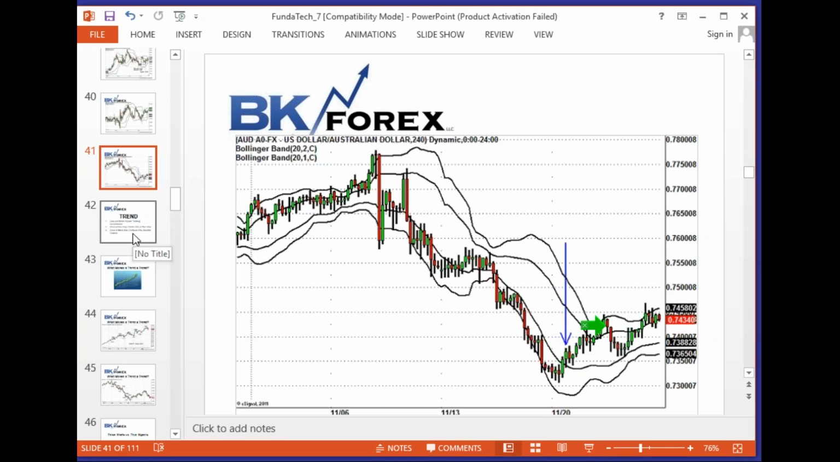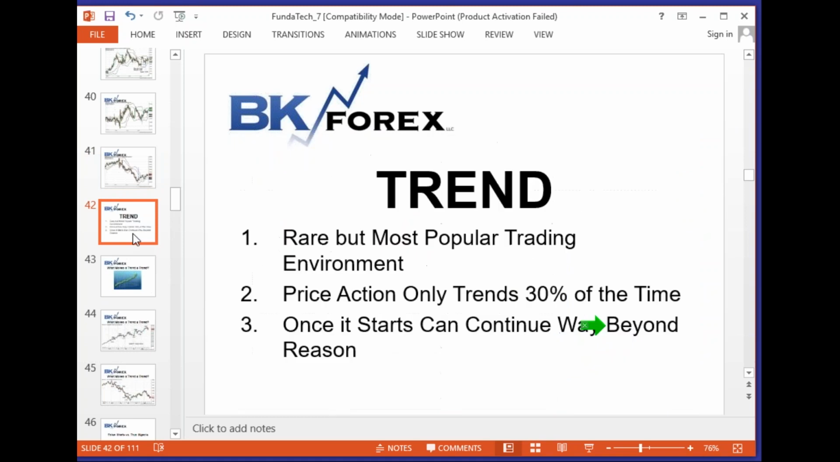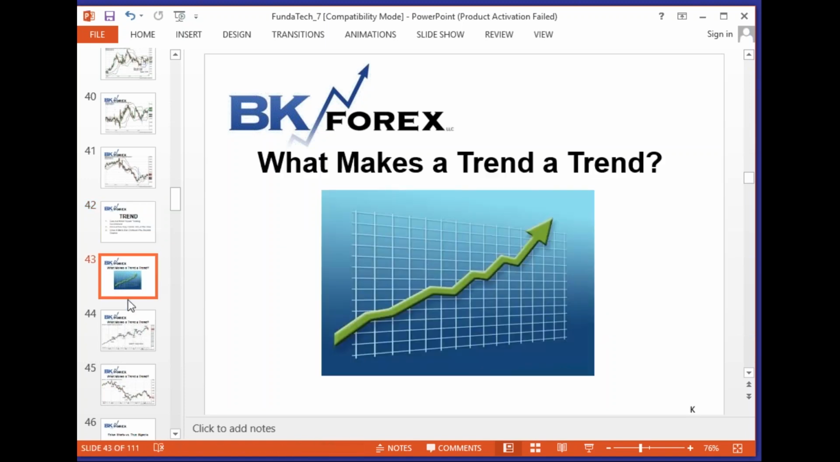Now, let's look at joining a trend. We looked at reversals, now let's look at trends. Trends are rare, but also very popular trading environments. Trends only occur maybe 30% of the time, but when they happen, they can go for a while. Once it starts to continue, it can continue way beyond reason. So what makes a trend?